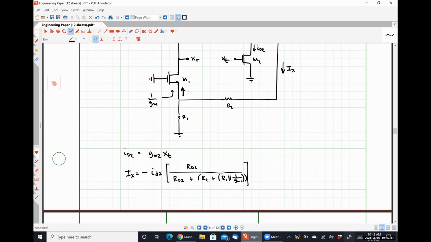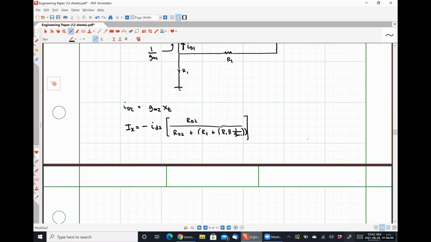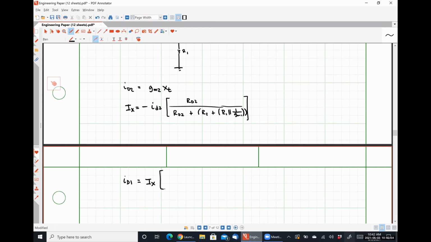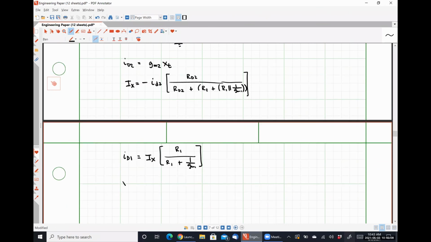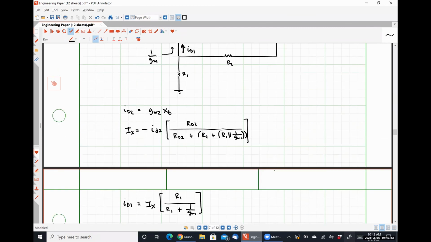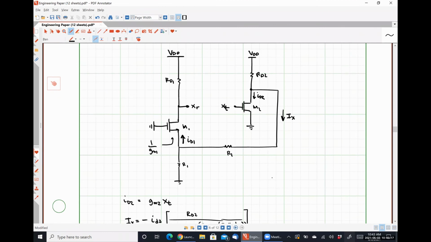That current IX splits, right? So we have a known amount of current flowing through resistor R2, which I've called IX, and then it splits because it sees, looking down, the resistance R1, and looking up, the resistance 1 over GM1. So applying another bout of current division, we get ID1 is equal to IX multiplied by R1 over R1 plus 1 over GM1. And finally, our return voltage, X sub R, is going to be what? Just ID1 times RD1.